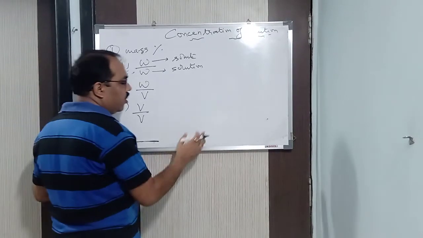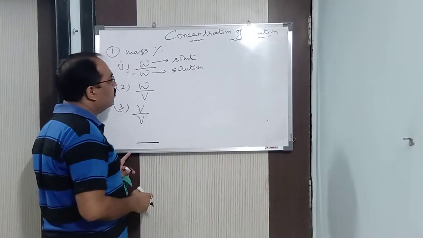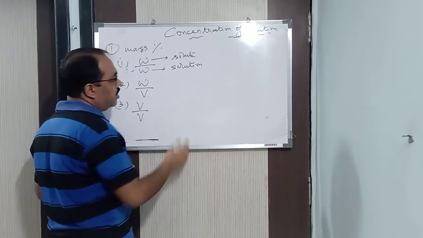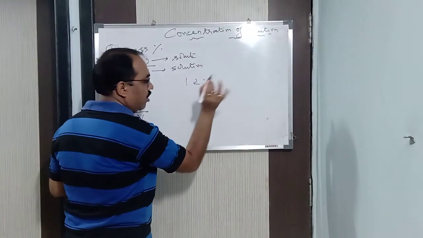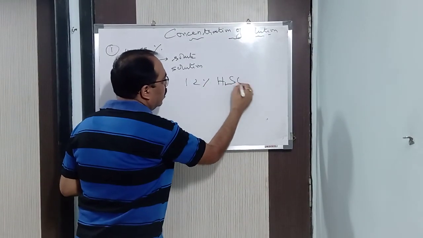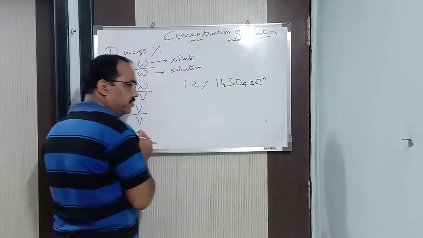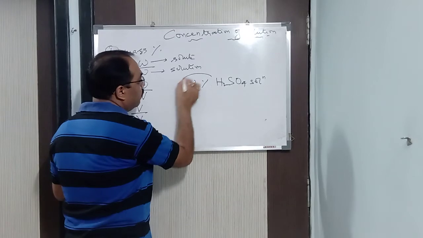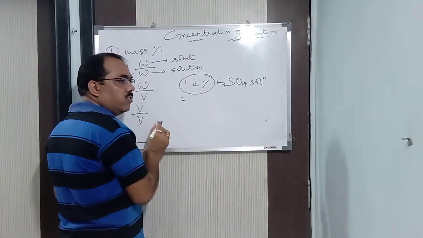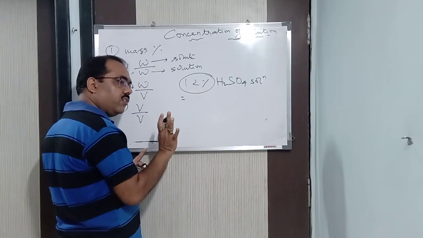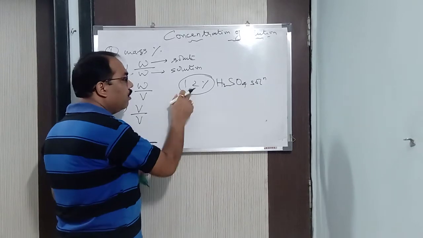I have not taught you molarity yet. After this I am going to come to it. Molarity of 1.2% sulfuric acid. I am taking this only. 1.2% sulfuric acid solution, that is 1.2% H2SO4 solution. What do you mean by that? This 1.2%. You will say everything is given to calculate molarity. Yes, it is given. How?